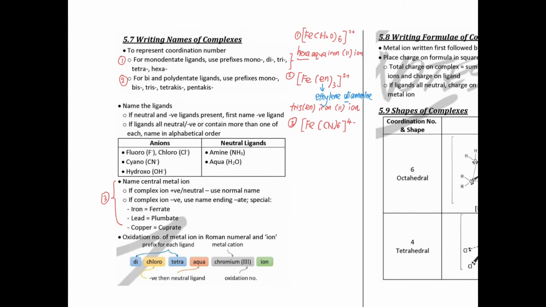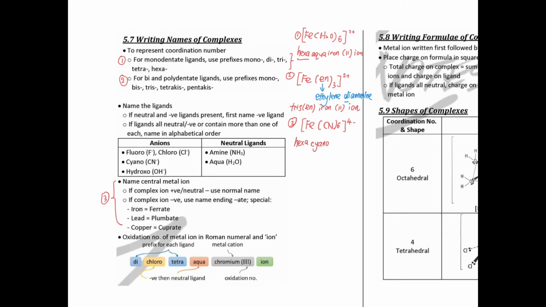So there are 6 of them. So we call this hexacyano. Okay, hexacyano. You can see this table here as well. Cyano, CN, cyano. Okay, so hexacyano. Okay, after we settle the ligand part, 6 of the ligand, which is hexacyano.